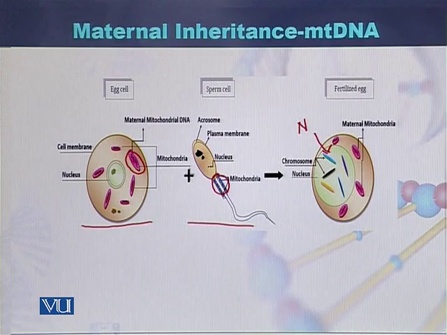So this is the process of how DNA is transferred. The nuclear DNA, which is present at the head of the sperm, is transferred into the egg, while the mitochondrial DNA, which is present at the tail, is not transferred into the egg. So that is the reason that mitochondrial DNA inheritance is just from the mothers, from one female to the next female.